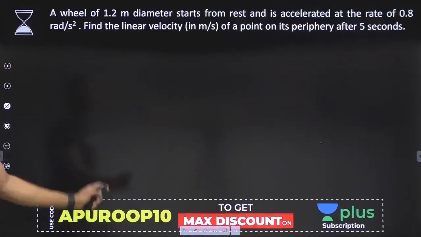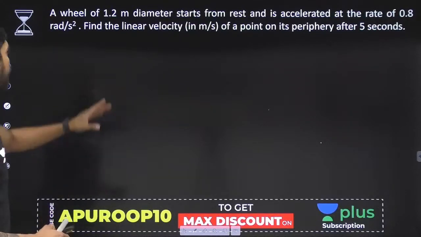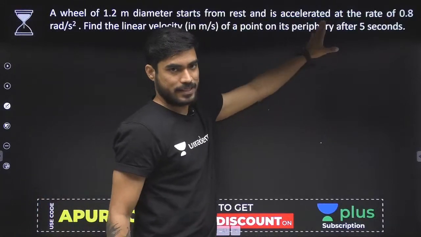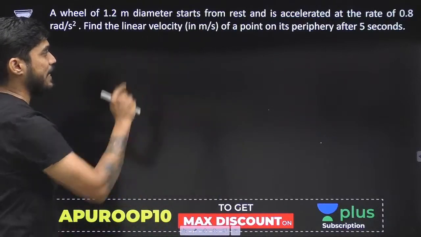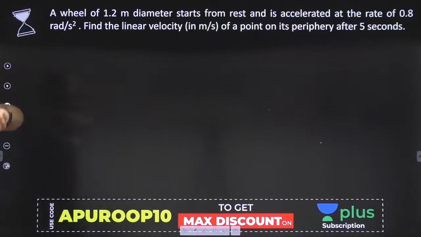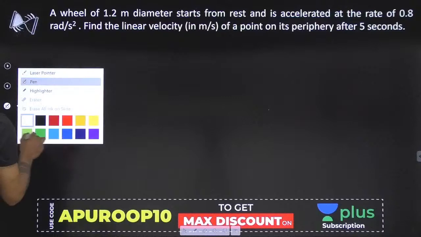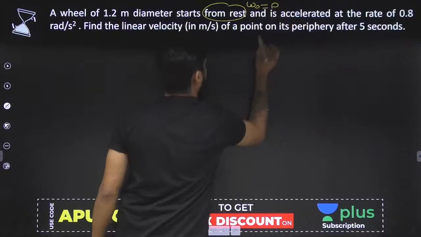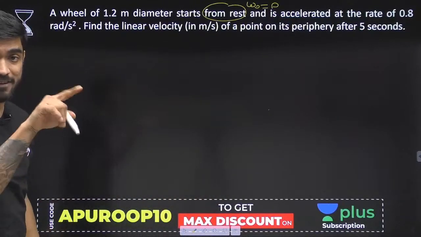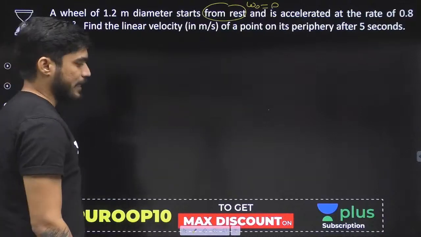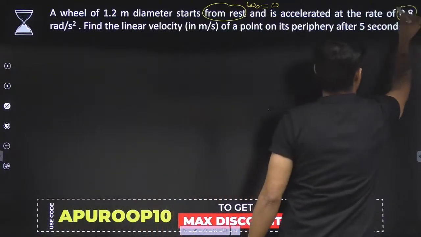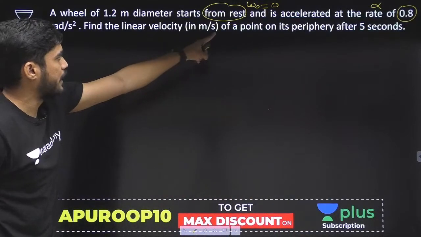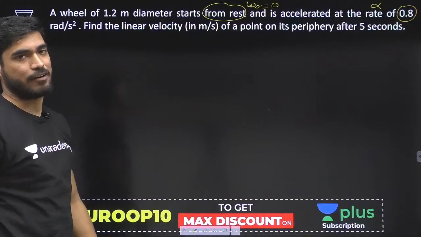So the first problem in front of your screen: a wheel of 1.2 meter diameter starts from rest and is accelerated at the rate of 0.8 radian per second square. Starting from rest means omega naught, the initial angular velocity, is 0. Alpha is constant. Find the linear velocity of a point on its periphery after 5 seconds.